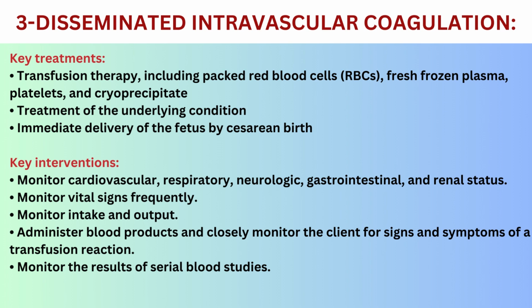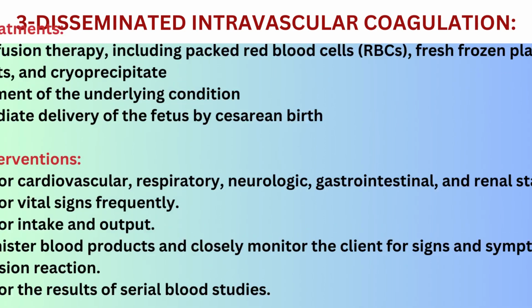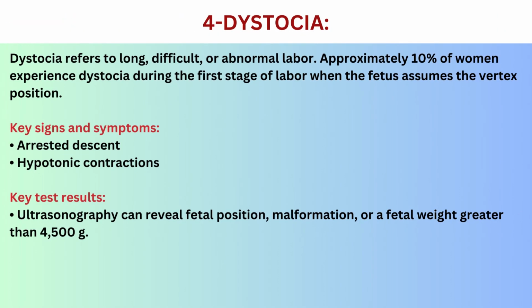And the interventions include monitor cardiovascular, respiratory, neurological, gastrointestinal, and renal status, monitor vital signs frequently, monitor intake and output, administer blood products, and closely monitor the client for signs and symptoms of a transfusion reaction, monitor the results of serial blood studies. The fourth disorder is dystocia.